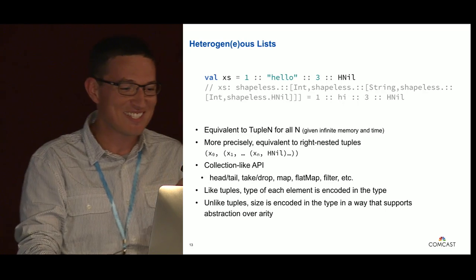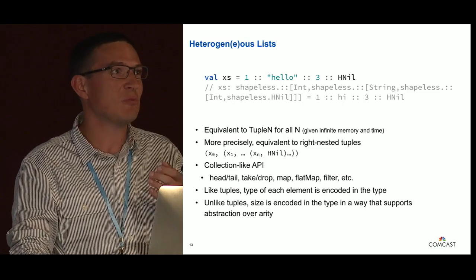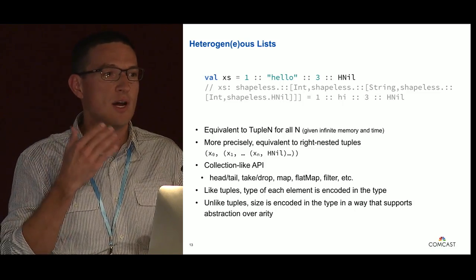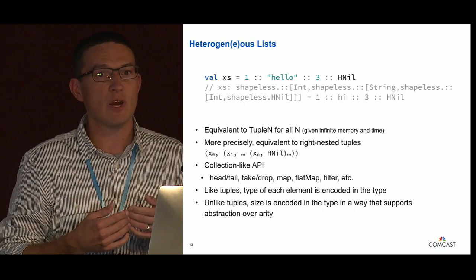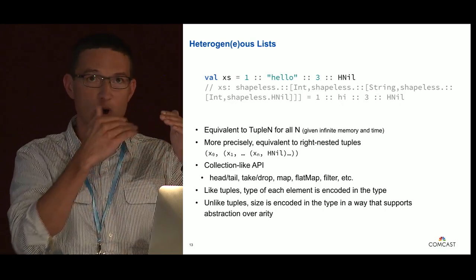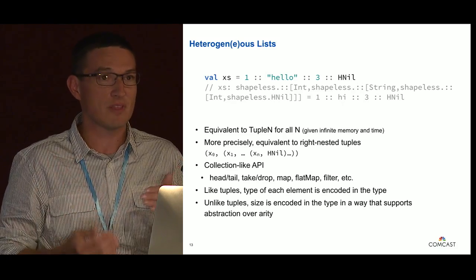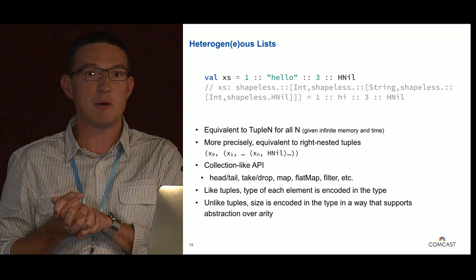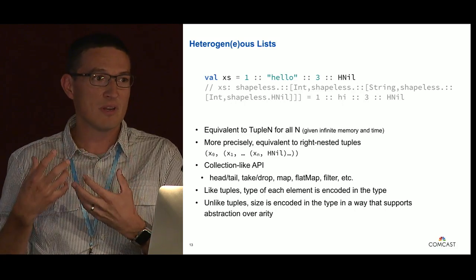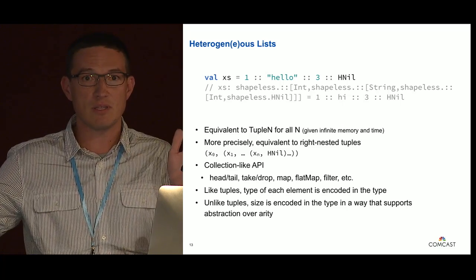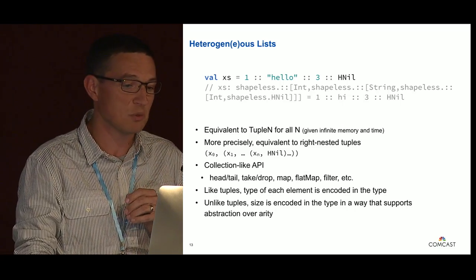So Shapeless HLists, a way to represent a tuple n is a good way to think about it, where we can abstract over the arity. We can write a single method rather than writing a bunch of overloads or some code generator that generates all of our overloads. Write a single method that operates on an HList, but nonetheless has the same features that a tuple n has. So we know how many elements are in the list, and we know the type of each individual element.